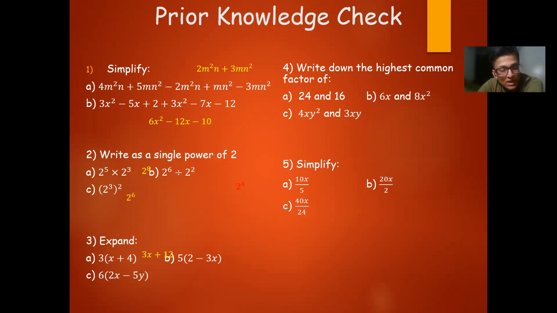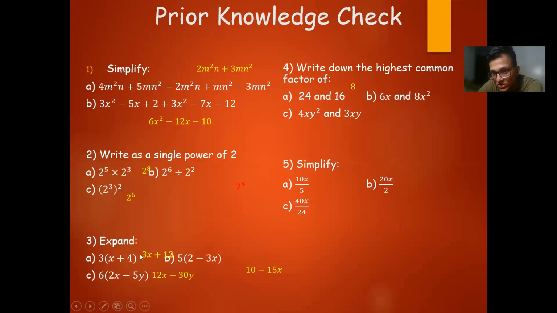So after expanding the first expression, we will get 3x plus 12. The next expression would be 10 minus 15x, because 5 multiplied 2 and 5 multiplied minus 3x. And the last expression would be 12x minus 30y. The fourth question talks about the highest common factor, basically how we have to figure out the highest common factor between two variables or constants. Our first expression here, 24 and 16, what's the common number between them? If we take the HCF between both these numbers, we would find out that the answer would be 4.